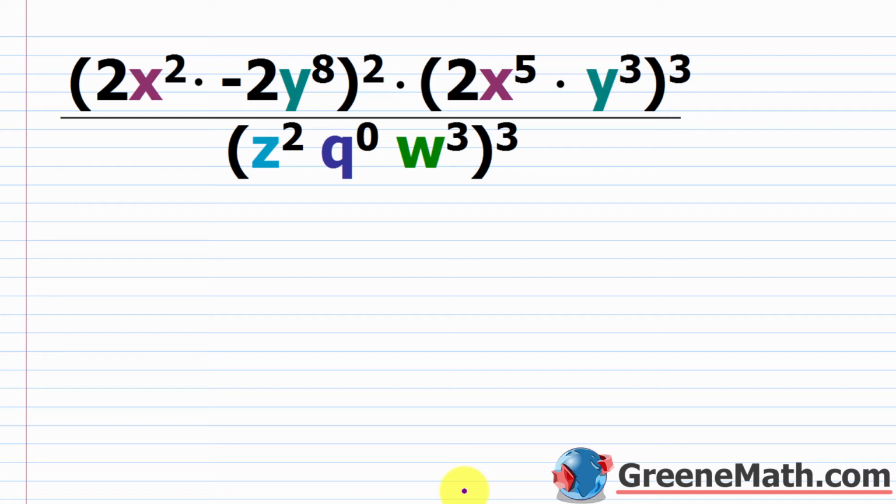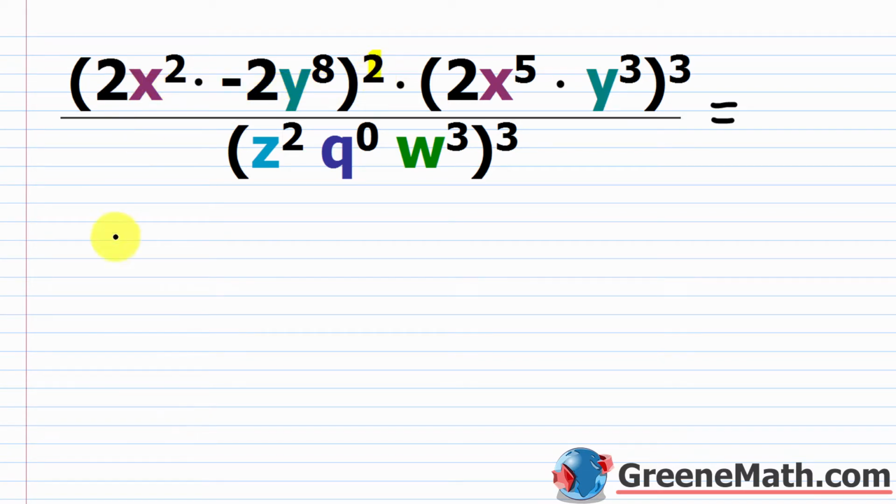All right, let's take a look at problem number 10 now. So another one where we're just going to be simplifying. I'm going to start off here in the numerator, and you'll notice we have an exponent of 2. So everything inside the parentheses is raised to the second power. I'm going to start by applying this exponent of 2 to everything.